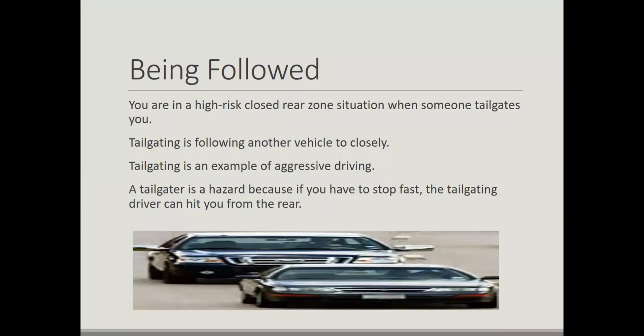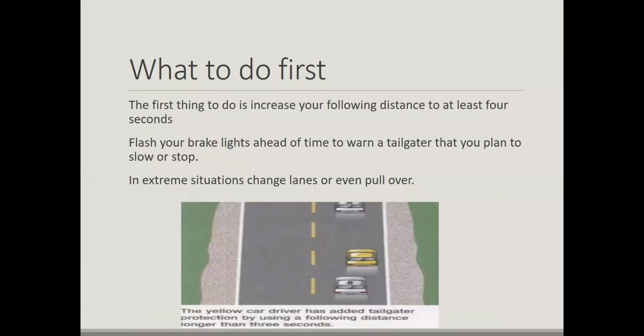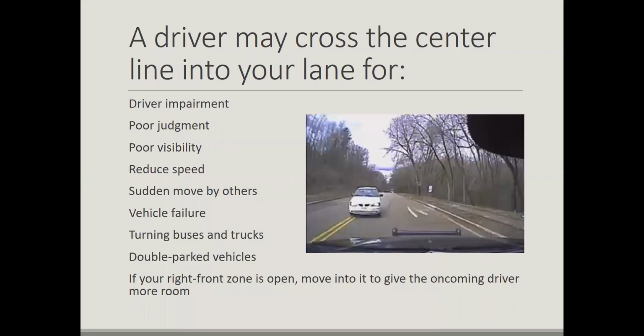Okay, being followed, you're in a high-risk closed rear zone situation when someone tailgates you. Tailgating is following another vehicle too closely. Tailgating is an example of aggressive driving. A tailgater is a hazard because if you have to stop fast, the tailgating driver can hit you from the rear. So what to do first, increase your following distance to at least 4 seconds. Flash your brake lights ahead of time to warn a tailgater you plan to stop. In extreme situations, change lanes or even pull over. So this is defensive driving.